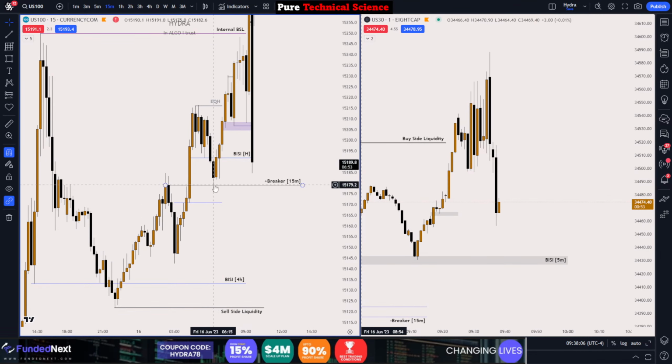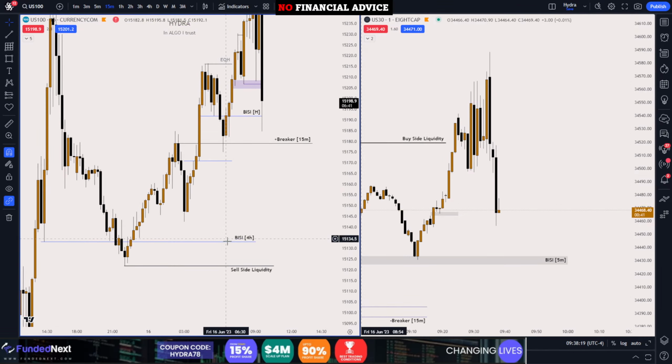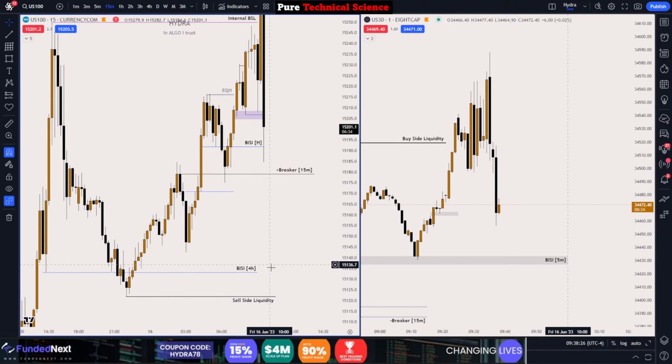Price already respected it. Now price can come all the way down, clear out the low right here, but I'm not expecting to see price going below the midway of this breaker. If price is doing that, we are really very bearish, and price will hit these buy side imbalances and inefficiency from the 4-hour chart.